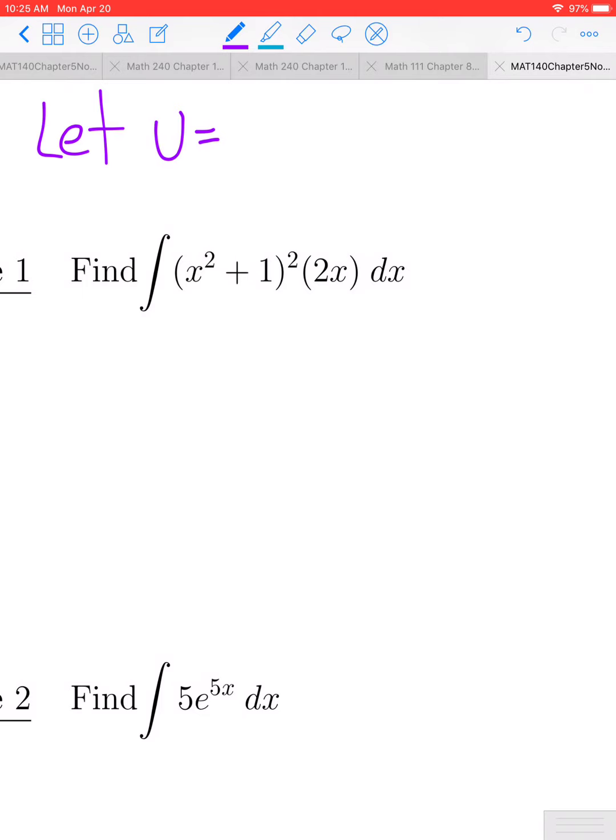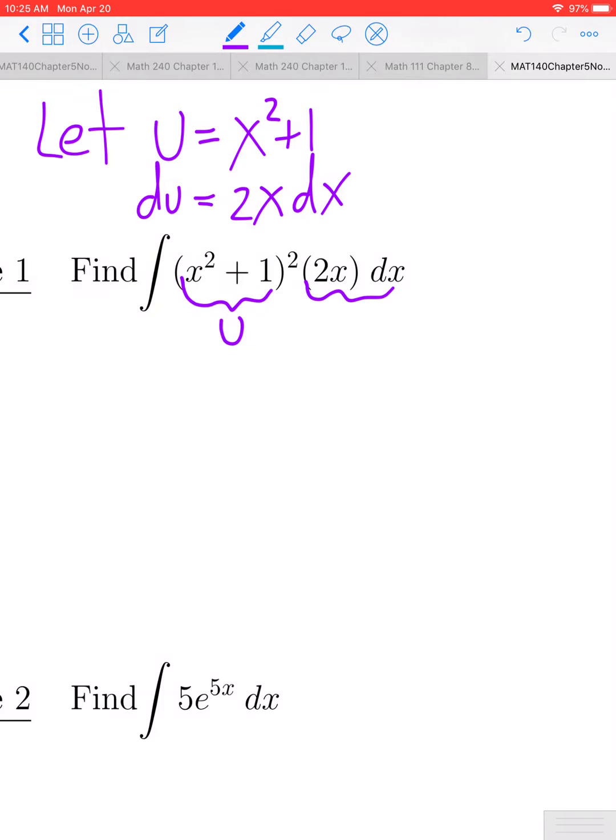A lot of times, this will involve letting u be something under an exponent. For us, if I let u be the thing under this power of 2, let u be x squared plus 1, that's going to work out great because now when I calculate du, it's going to be 2x dx, and that's exactly what we see for the second part of this.